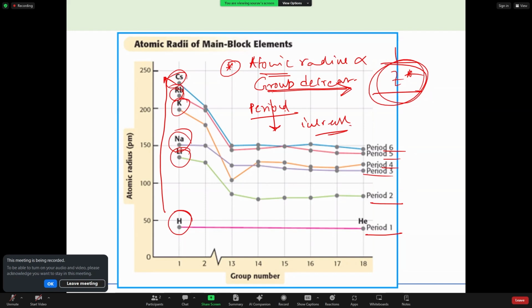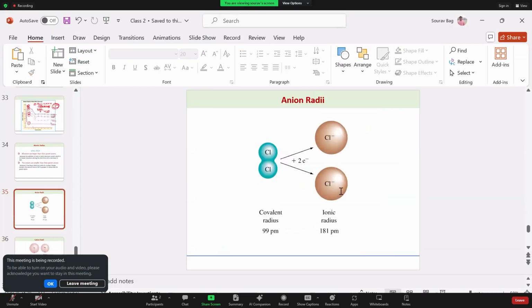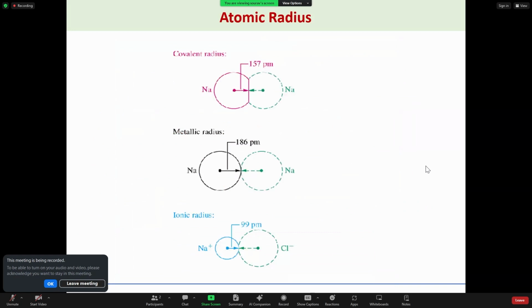So when we go from the first period to the second period, second to third, third to fourth, this arrow actually increases. But when we go from the first group to the second group, then the fourth group, then the eighth group, the atomic radius will decrease because of the increase of the Z star. Sorry, just give me 1 minute. Okay, so this is the case.